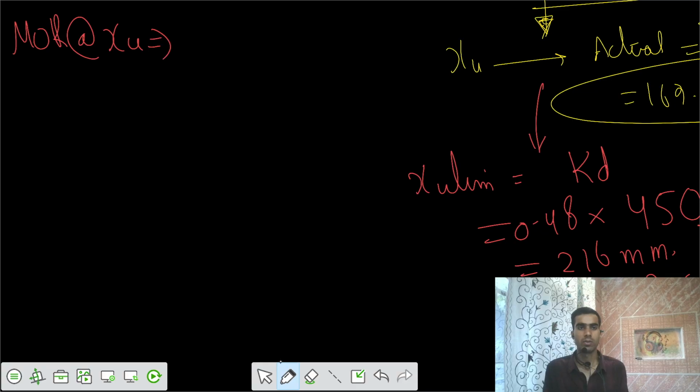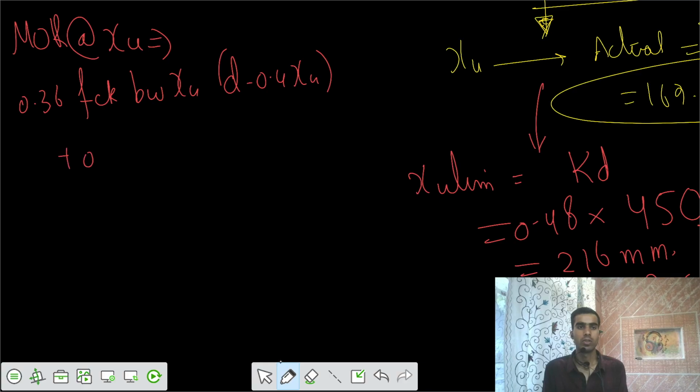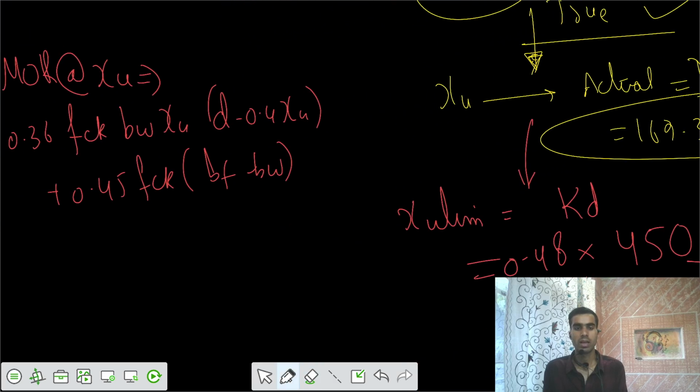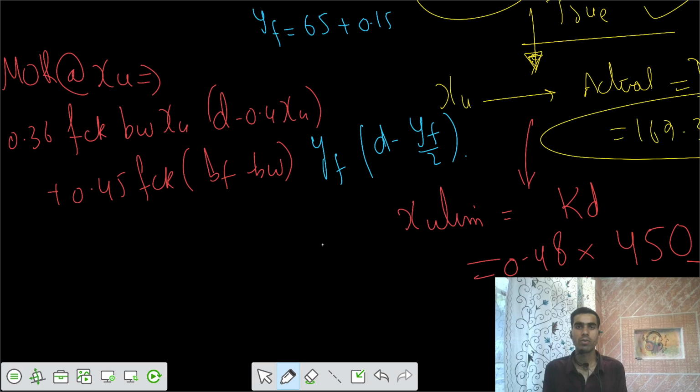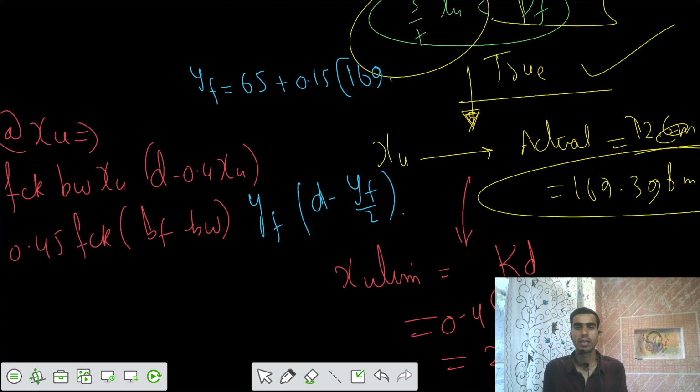Under reinforced section means the moment of resistance corresponds to the actual value of XU: 0.36 FCK BW XU (D minus 0.42 XU) plus 0.45 FCK (BF minus BW) YF (D minus YF by 2). We had to use the equation of YF because our assumption was in terms of YF. Now we need to solve the actual value of YF, that is 65 plus 0.15 XU, where XU was 169.398.